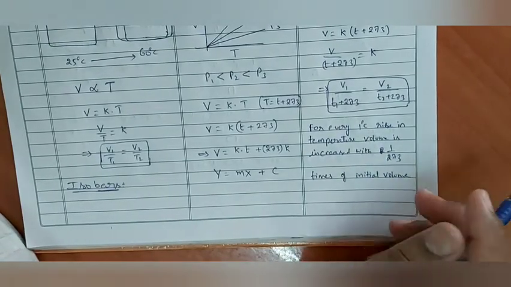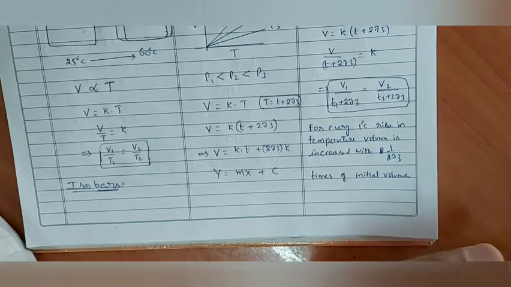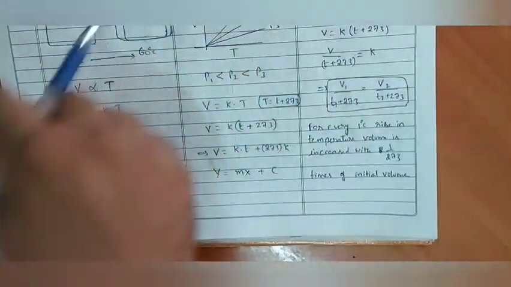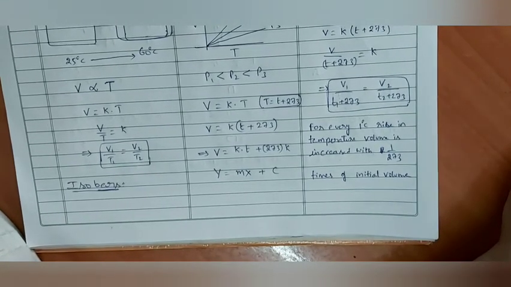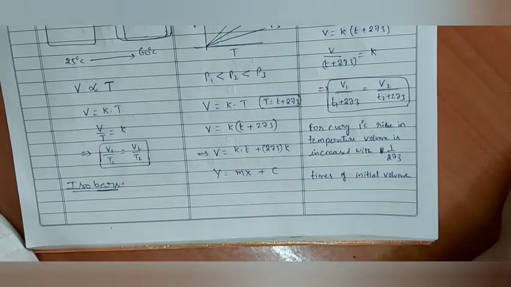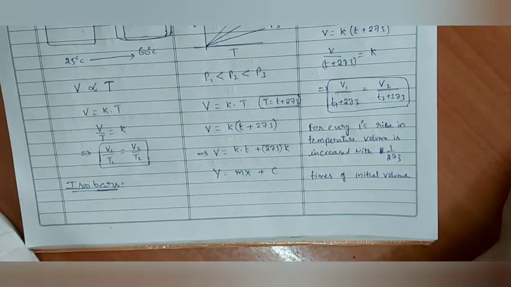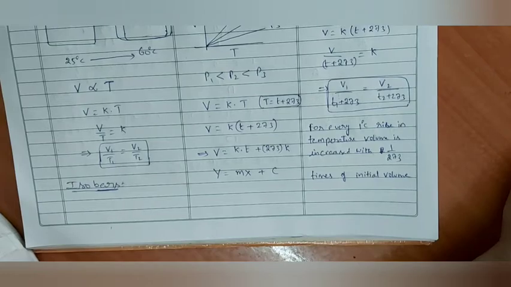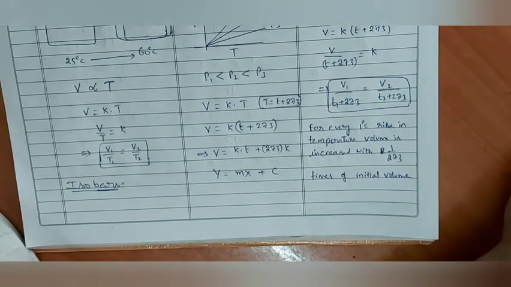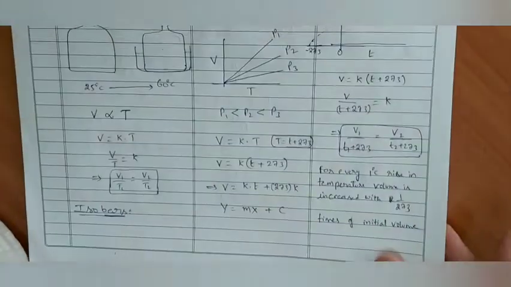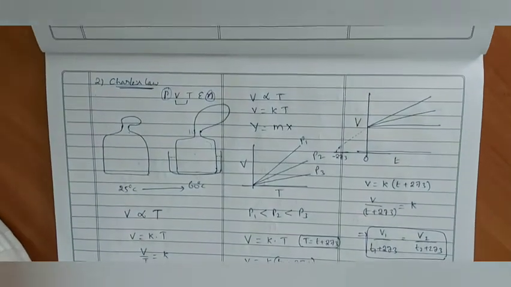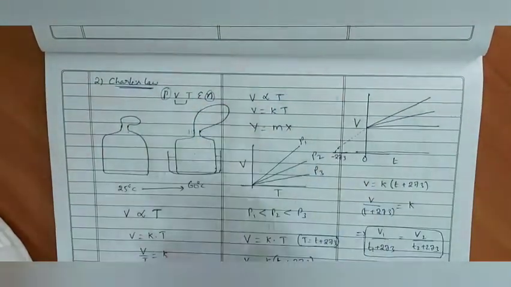Already we know that with the increase in temperature, volume also increases. That is what we have discussed till now, the relation between volume and temperature for Charles' law. Also, how much volume is going to be increased? 1 by 273 times of its initial volume will be increased. Now, by considering the values, we will see. Observe carefully. Before that, just note down this whole thing carefully.